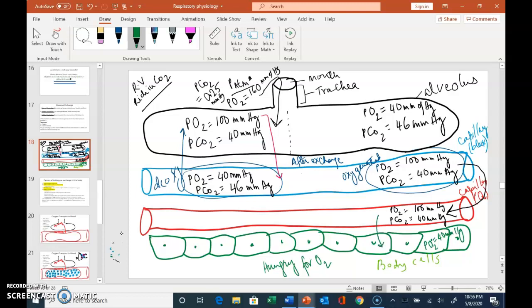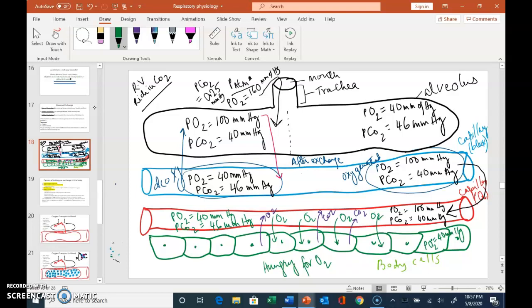So there will be rapid exchange. Oxygen this way, oxygen this way, and we will have carbon dioxide out. Carbon dioxide out. Okay, so there is this exchange. And after this exchange, listen carefully, the capillary will lose oxygen, obviously, because remember, the body cells are sucking up all the oxygen. After this, the partial pressure of oxygen becomes 40 millimeter of mercury, and the partial pressure of carbon dioxide is about 46 millimeter of mercury, because carbon dioxide is being dumped into the capillary.